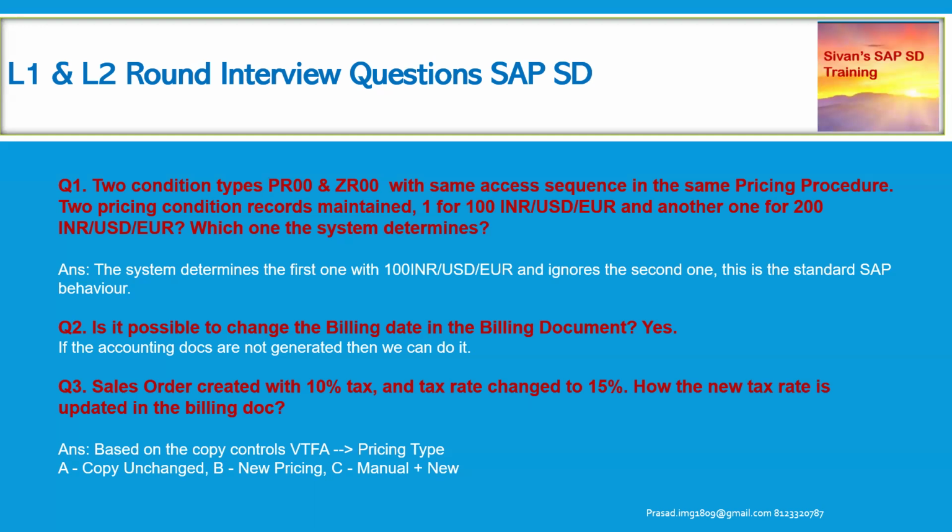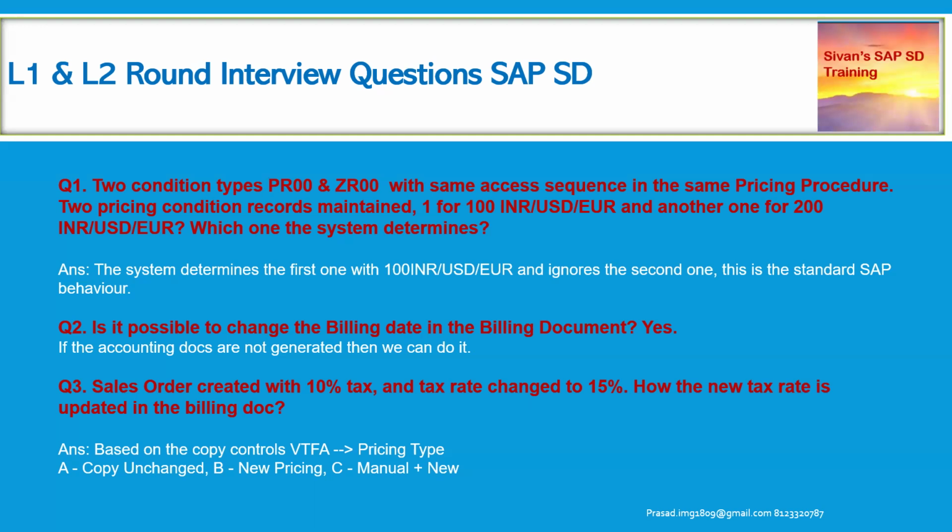Question number 2, is it possible to change the billing date in the billing document? Yes, we can do it. If the accounting documents are not yet generated, then only we can do it. Else, we cannot do it. Once the accounting documents are generated, you cannot modify the date in the system. At the billing document header level, before the accounting documents are generated or before the billing document is released to accounting, the system will allow us to modify the date, else it will not allow us to do so.